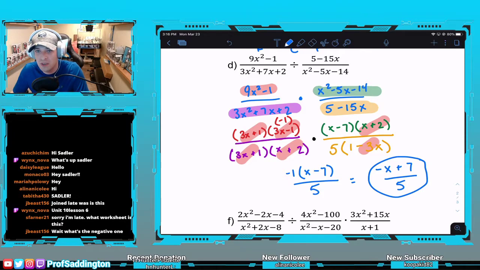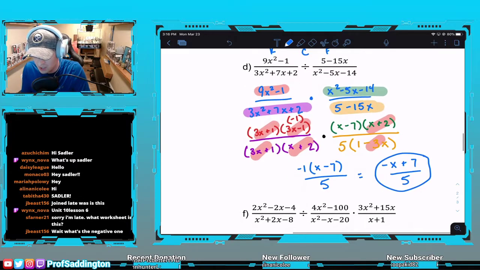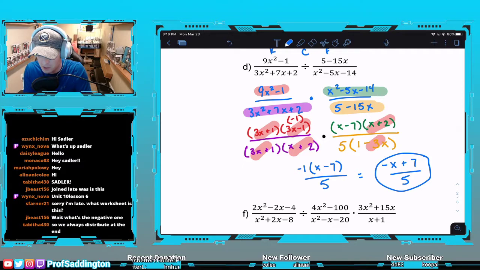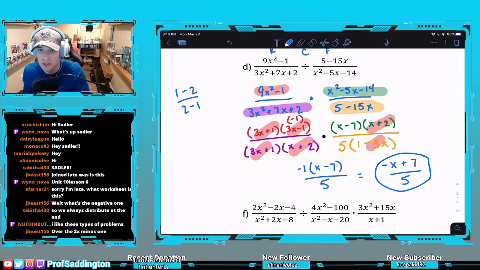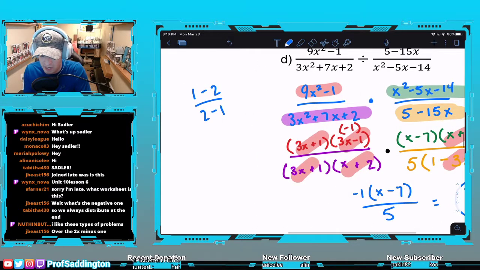So Javon, there was a rule that we did last week. If you have two numbers, I'm going to actually do it with numbers instead of letters. If I were to do 1 minus 2 over 2 minus 1. If I subtract the top, notice that these two numbers are the same numbers. They're just flipped around with subtraction.